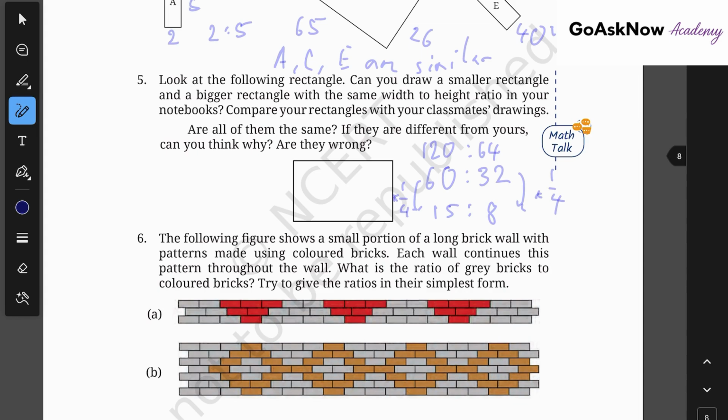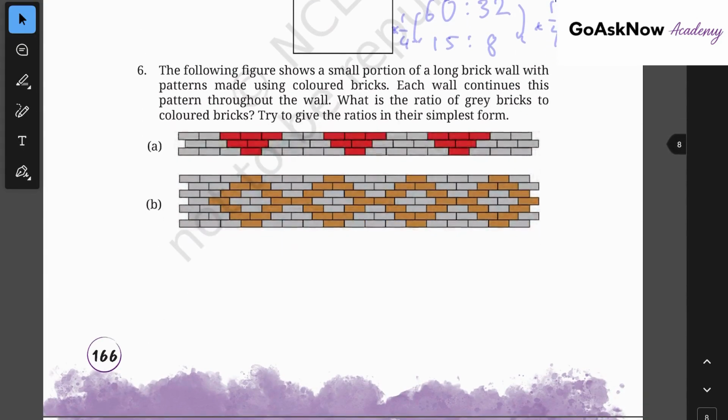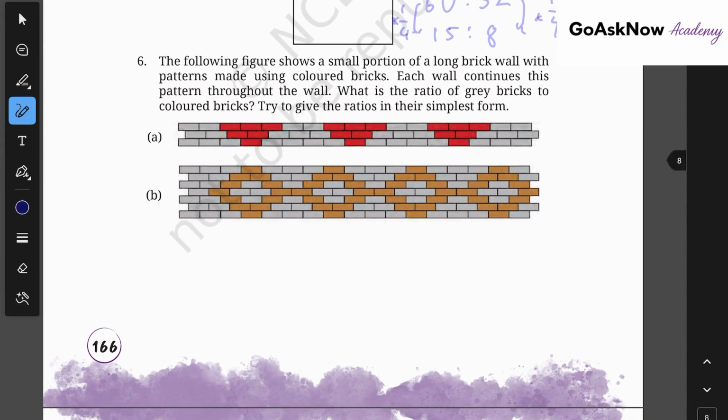Now question 6. The following figure shows a small portion of a long brick wall with patterns made using colored bricks. Each wall continues this pattern throughout the wall. What is the ratio of gray bricks to colored bricks? Try to give the ratios in the simplest form. Let's do part A first.